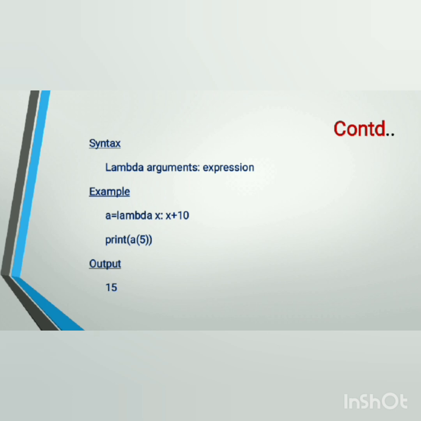Here we are just using the lambda keyword, then only one argument, then only one expression. If you are passing any value, that value is assigned to the argument, right? So first it will assign to x. x carries 5, 5 plus 10, 15. 15 will be assigned to a. Finally it will print the value 15. So this is called an anonymous function.